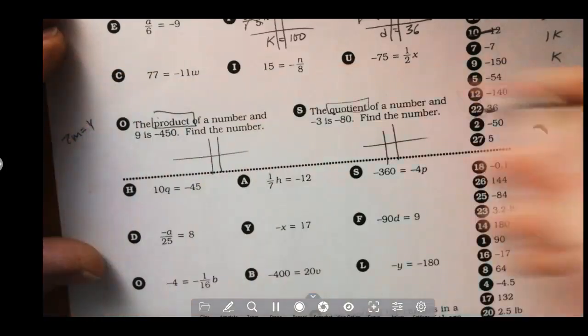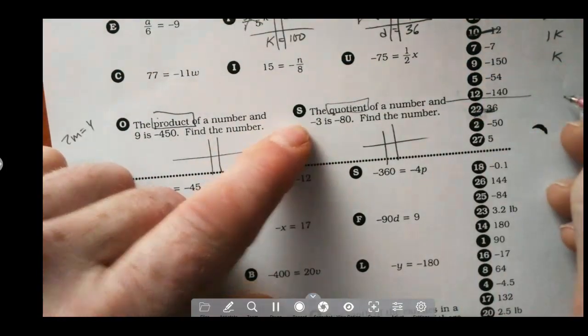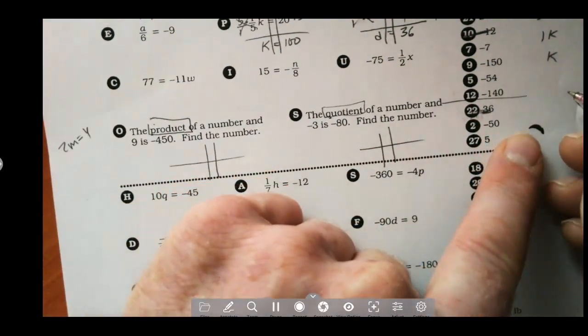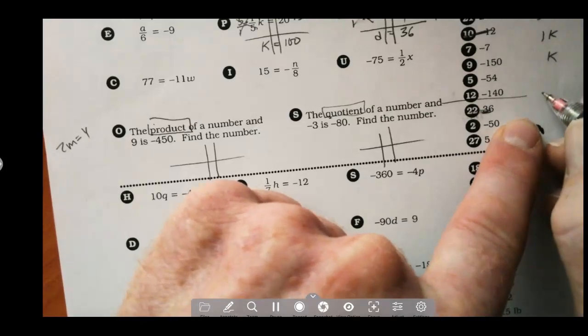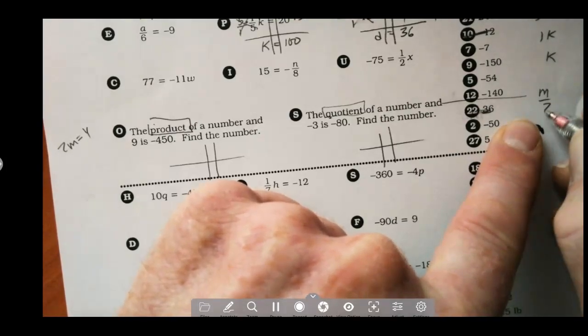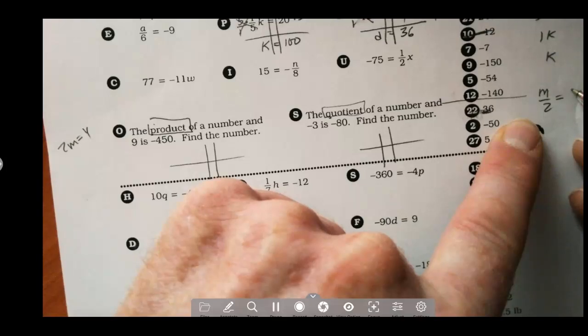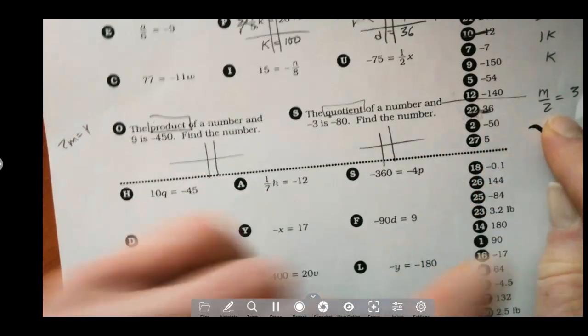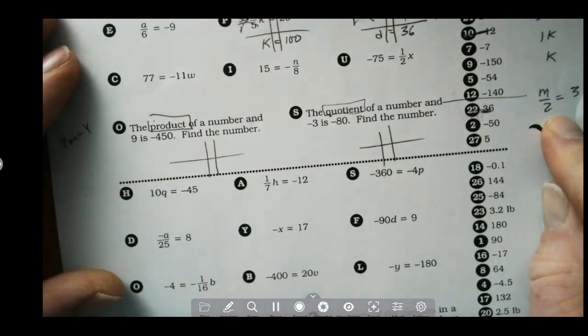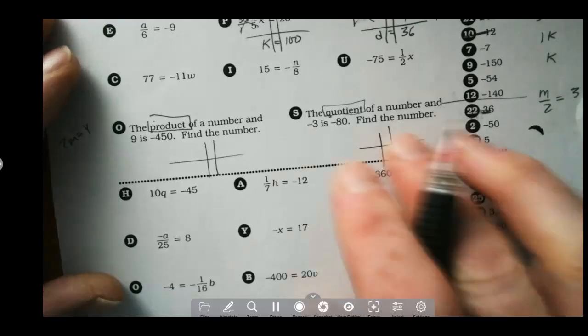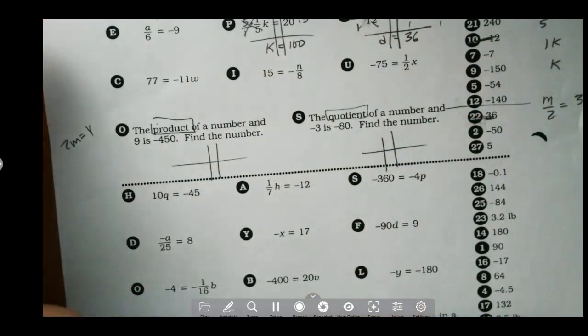2m equals 4. This one over here is a division equation. So it's going to look something like this. M divided by 2 equals 3. It'll be kind of in this form here. Okay? Put in the negatives and stuff like that. All right, good luck.